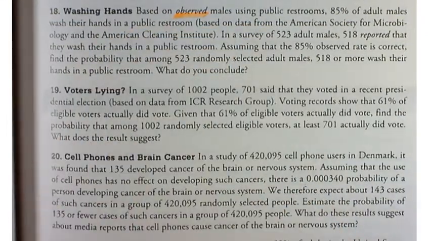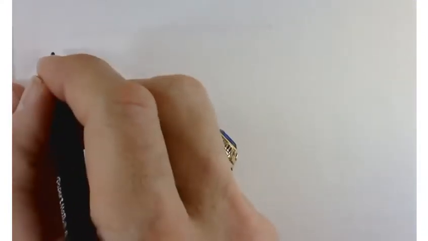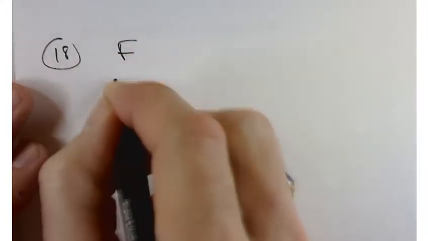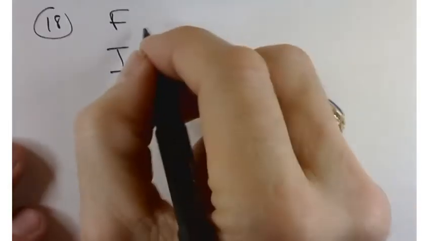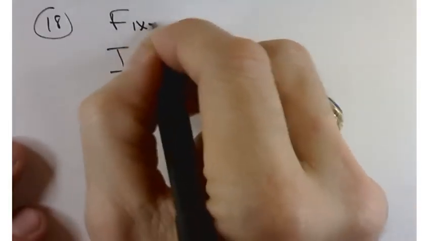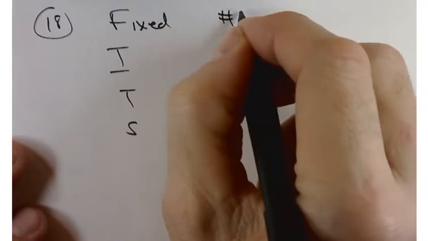Now, first thing I guess you would have to do is convince yourself that this is actually a binomial random variable. So, what are the criteria for being a binomial random variable? It has to fit. So, problem number 18 fits. Do you have a fixed number of trials? Yes. 523. Fixed, 523.